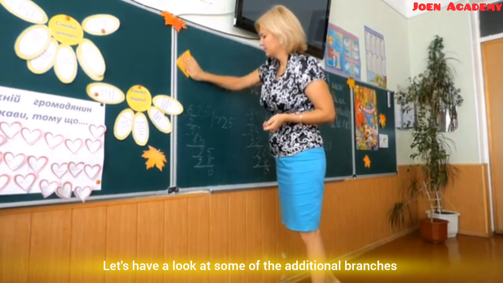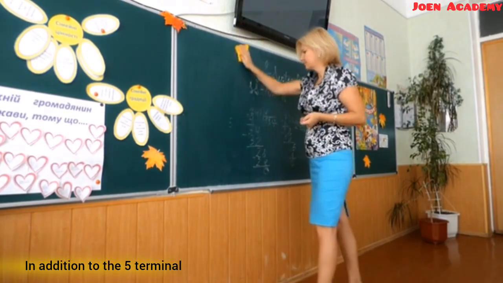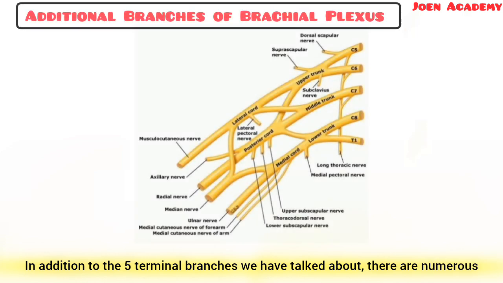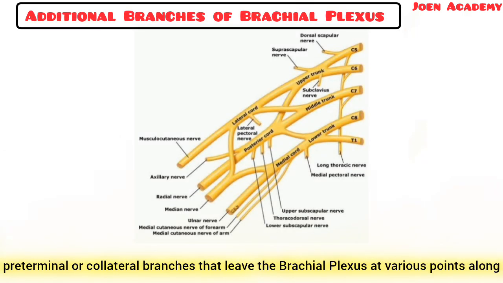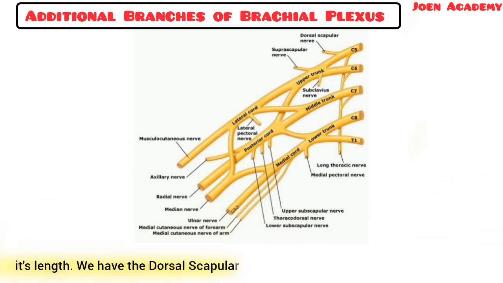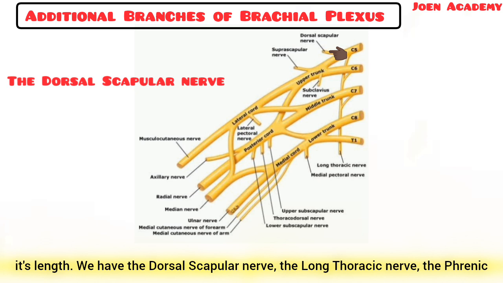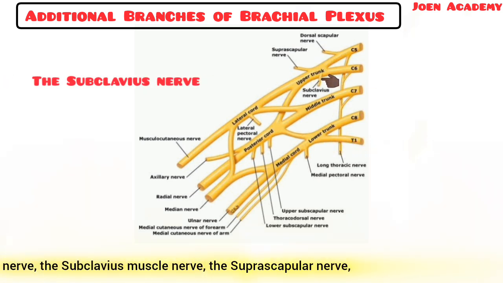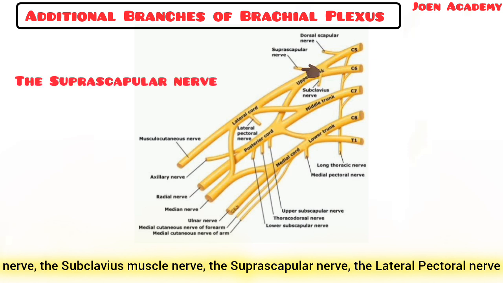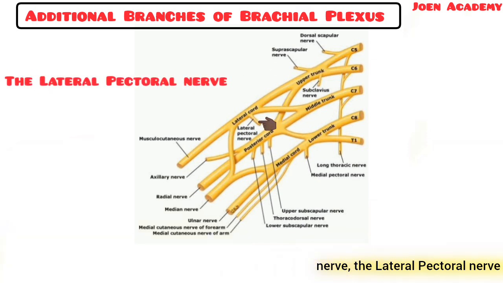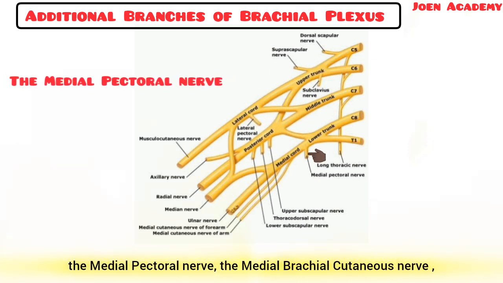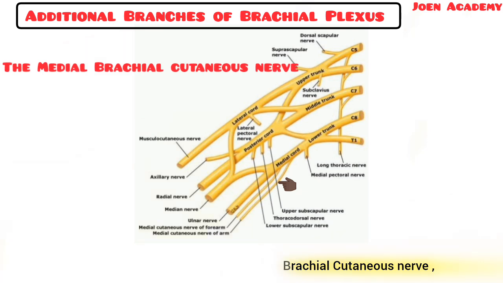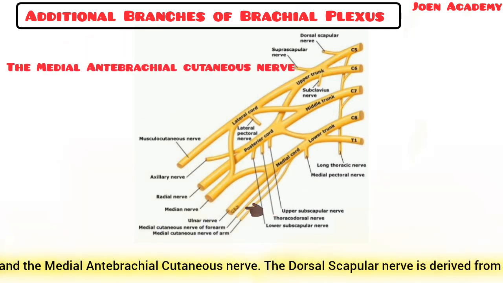Let's have a look at some of the additional branches. In addition to the 5 terminal branches we have talked about, there are numerous preterminal or collateral branches that leave the brachial plexus at various points along its length. We have the dorsal scapular nerve, the long thoracic nerve, the phrenic nerve, the subclavius muscle nerve, the suprascapular nerve, the lateral pectoral nerve, the medial pectoral nerve, the medial brachial cutaneous nerve, and the medial antebrachial cutaneous nerve.